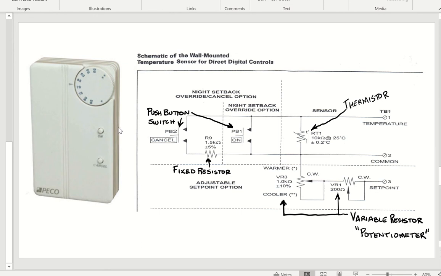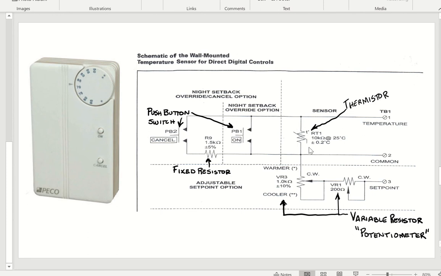Zone control. Here's the thumb wheel where you set the actual room set point that you want. And then you have a couple push buttons here to override night setback. So let's go over a little terminology. This is the diagram that accompanies this thermostat that we're going to look at in detail, but for now, just cover a little terminology.